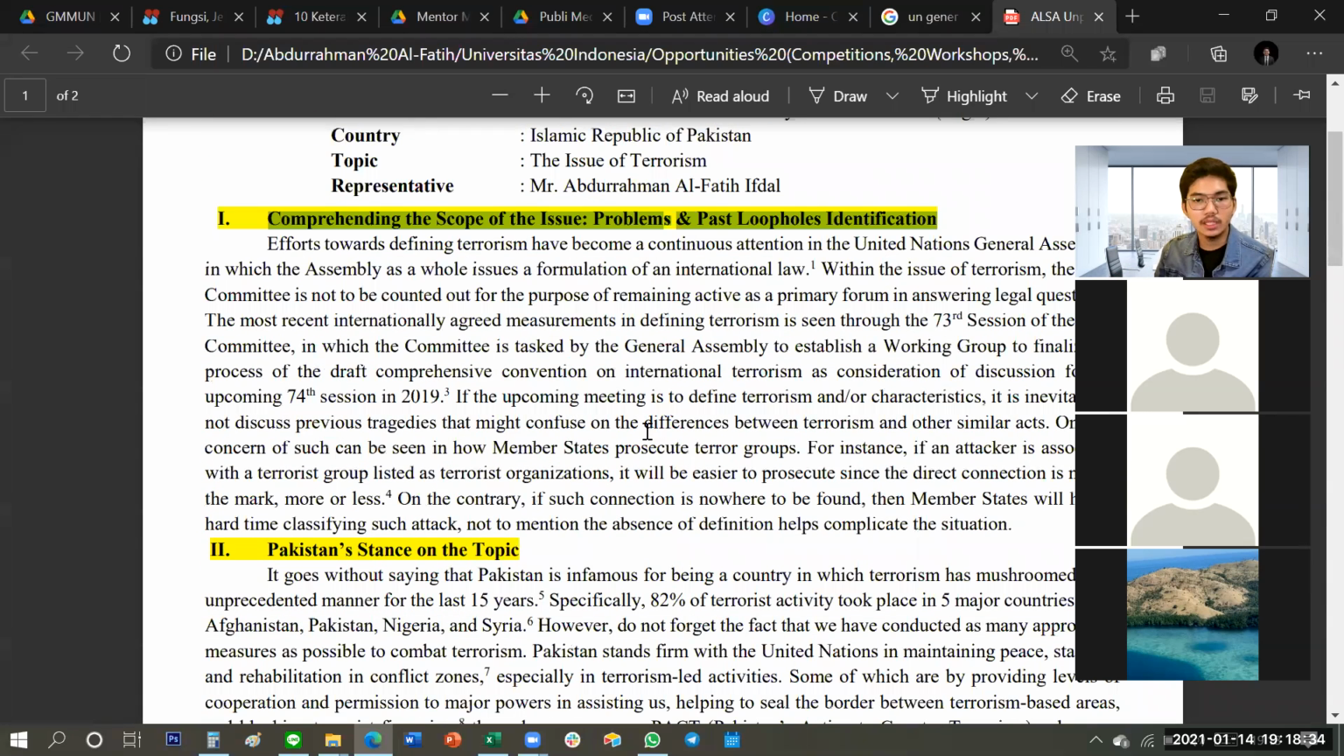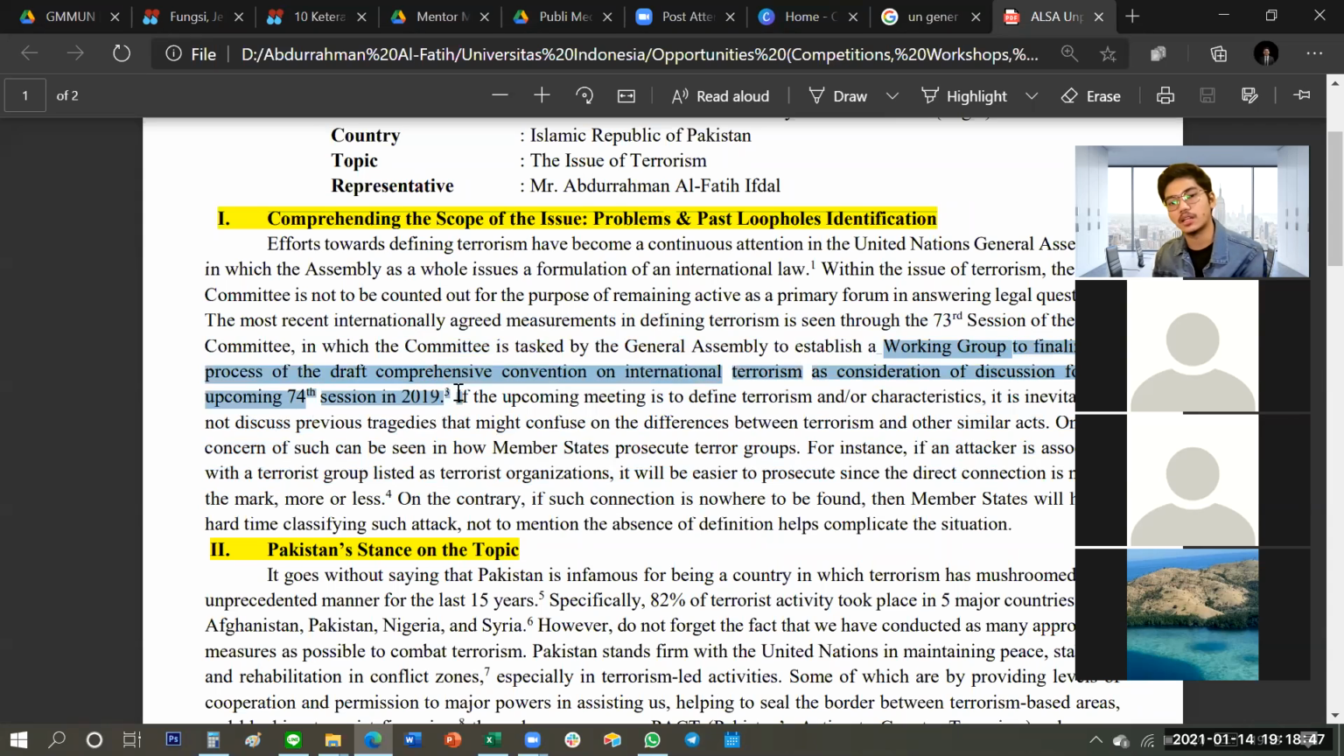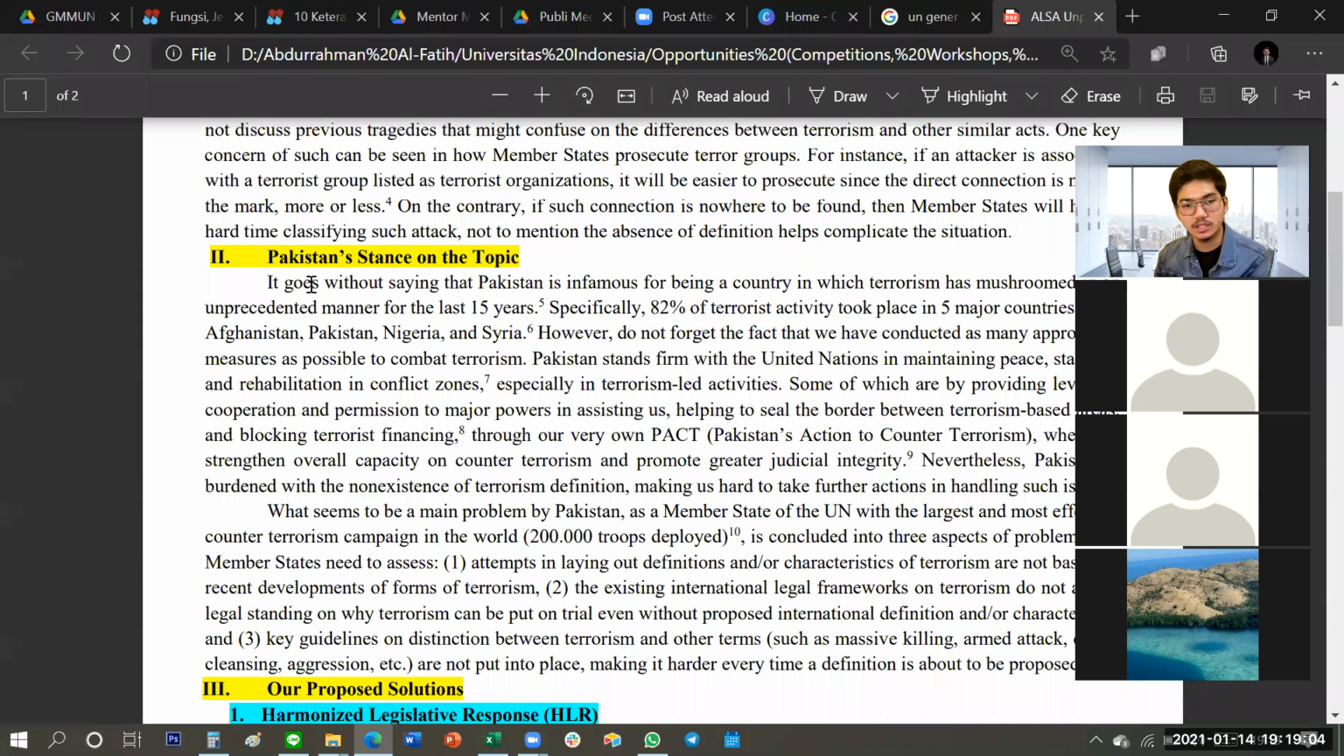Okay, so in this case, I am referring to the General Assembly Working Group. To combat terrorism, the General Assembly has established a working group to finalize the Comprehensive Convention on International Terrorism. And I explained that this effort is not maximized in a way to combat terrorism in the most efficient way possible. And then to show that it's actually true, I presented on Pakistan's stance on the topic.